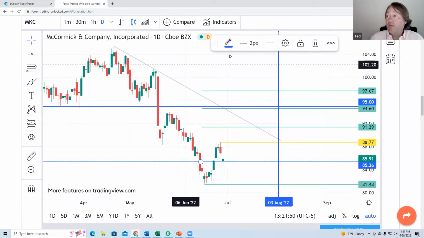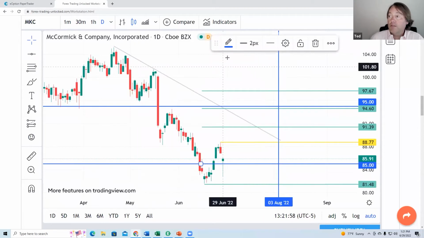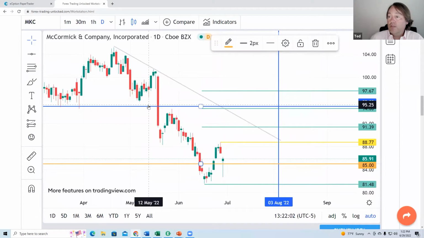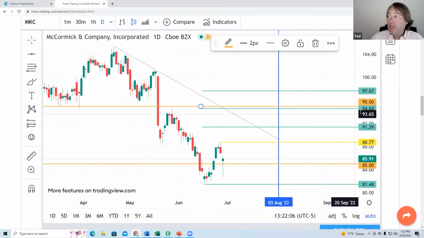So let's find 85 and we're going to, oops. Okay, let's change the color. So this makes it easier to see the strike prices. So we're going to go with this. There we go. Okay, so we have our 95 strike price and our 85.